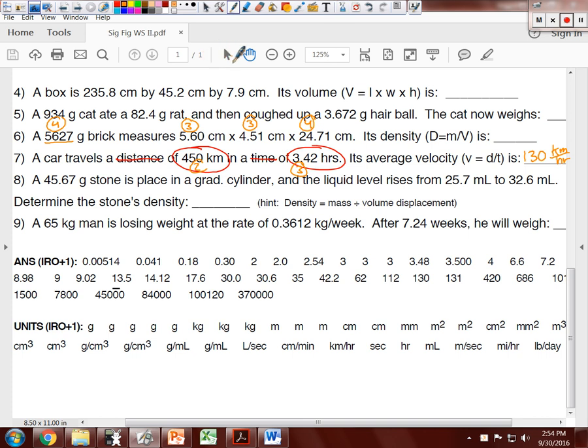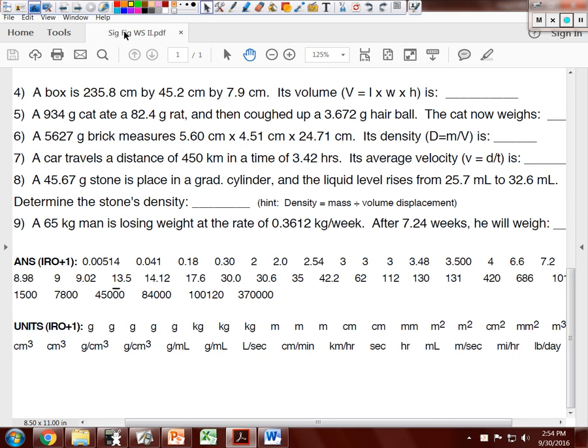Sure, MPH, KPH, KMPH is fine. That's fine, because I know what those things mean. Okay. All right, number 9. How many of you got number 9? Awesome. Okay, let's see if we got it right, because this is a little weird.